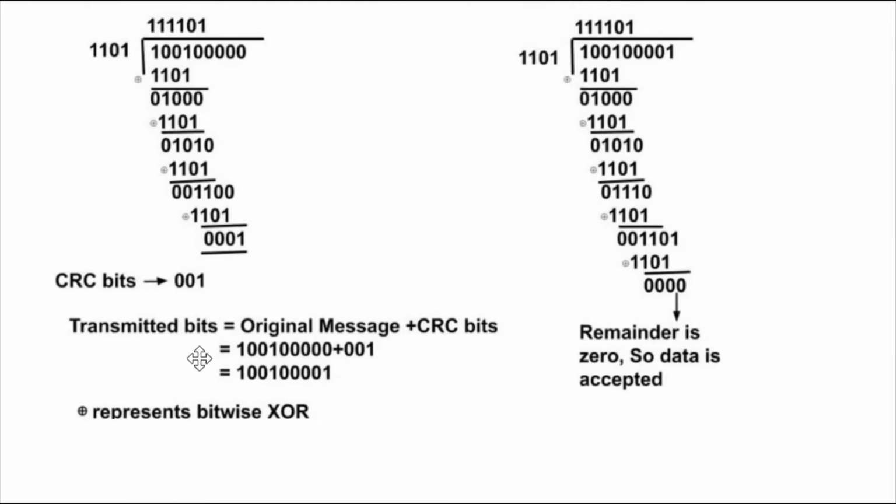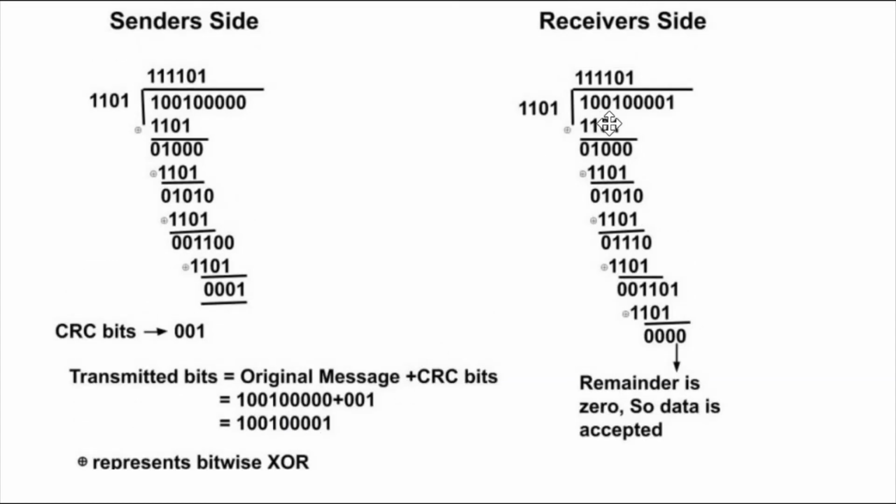Now the transmitted bit that the sender is transmitting to the receiver will be the original message plus the CRC bit. So the original message 100 plus 001. In other words, we are replacing the 3 zeros that we appended with our CRC bit. So now this is called our code word. Message plus CRC bit is called code word. Finally, this code word is transmitted to the receiver.